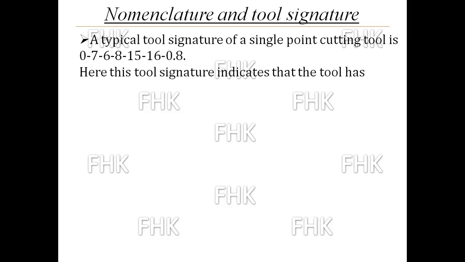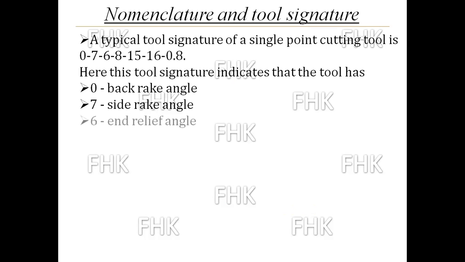Here the tool signature indicates that the tool has 0 as the back rake angle. So the first value is the back rake angle. The second value, 7, is the side rake angle. The back rake angle you can see in the front view, the side rake angle you can see in the side view. Okay. The next value, 6, given in the tool signature is the end relief angle. Next, 8 is the side relief angle. The end relief angle you can see in the front view, and the side relief angle you can see in the side view.